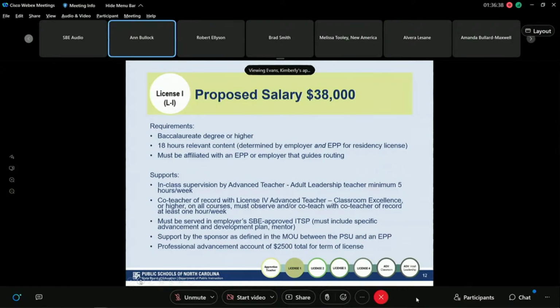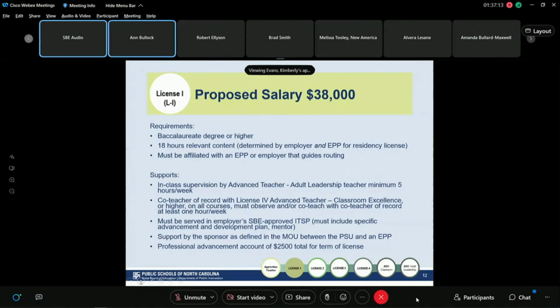Can you explain what it does mean? Because I still am not sure. Does the individual have to be affiliated with an EPP? Because it says or employer. So I assumed that there could be a local route, but I'm not sure exactly how. There are EPPs that are not universities or colleges. So I would throw that to Tom. I don't see where it says or on this slide. Oh, must be affiliated with the EPP or employer that guides routing.